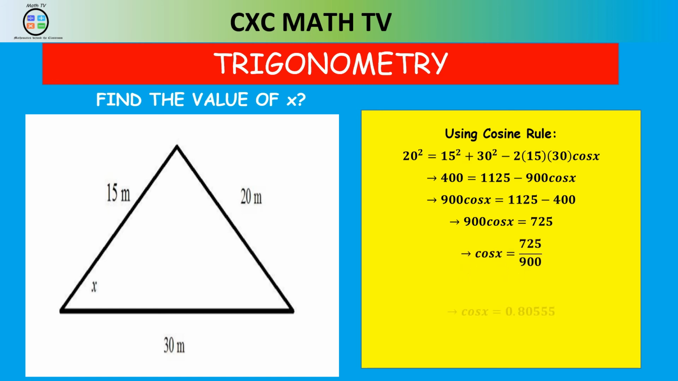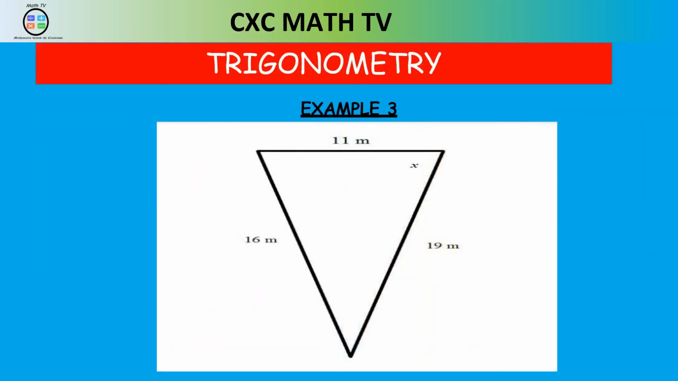Now 725 over 900 is 0.80555. So that is cos of x. Now to make x the subject, we take cos inverse of 0.8055. And so x is 36.34 degrees. So the angle x is 36.34 degrees. And that's how we use the cosine rule to find the angle in between the two sides given. Nice. Now let's do that one more time.